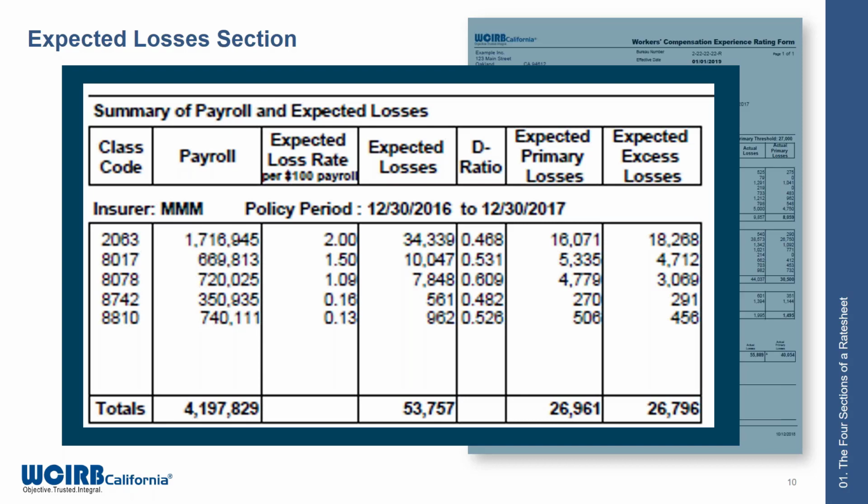I also want to note here that the expected loss rate and the D ratio are for the current year's experience modification. So if this is a 2019 experience modification, the lookup values you need are from the 2019 experience rating plan, even though the data in this example is shown here from the rate sheet to be from a 2016 policy. We're going to use the current lookup values.